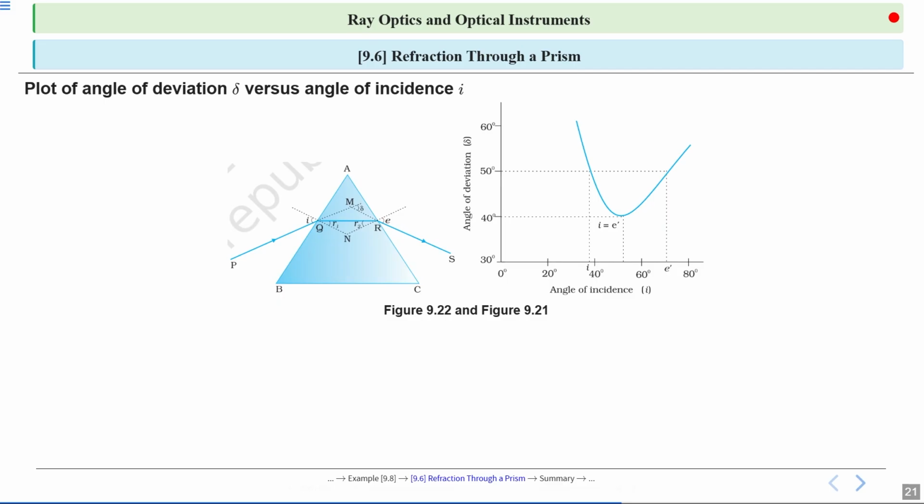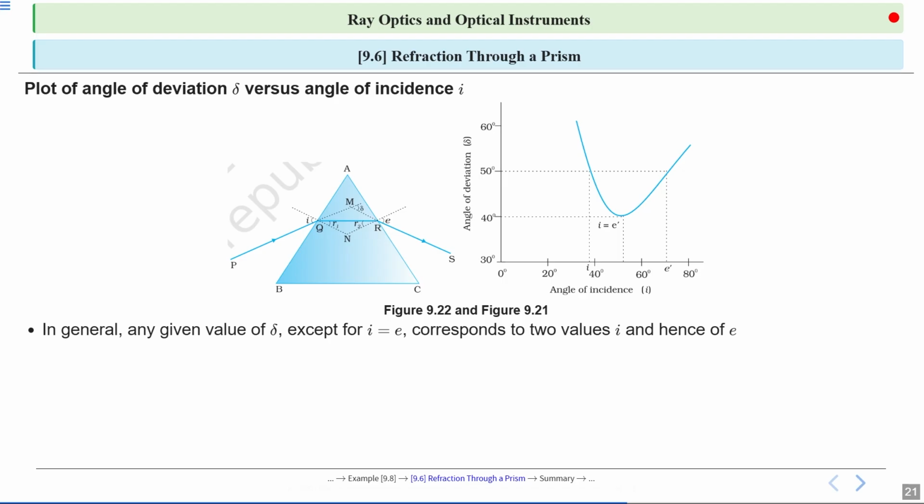So look at the plot of angle of deviation versus the angle of incidence. Notice the two images here, figure 9.21 and 9.22, which illustrate the relationship. As the light enters the prism, it bends and the deviation angle changes depending on the angle of incidence. Pay attention to how this graph visually represents this concept.